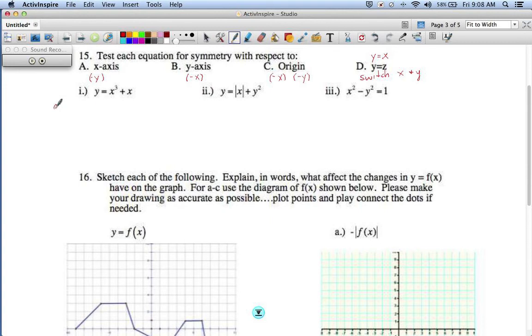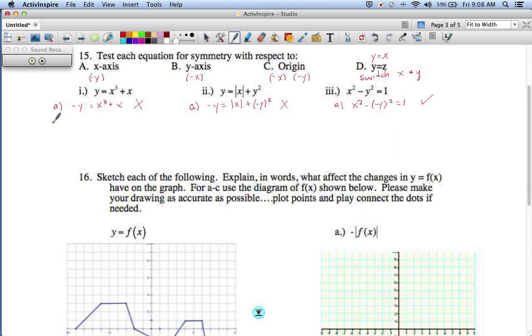Alright, so part A. If I negate y, I get negative y equals x cubed plus x. Not the same. No go. I'm going to run across and do all the A's at once here. Negative y equals the absolute value of x plus negative y squared. Well, negative y squared is the same as positive y squared, but negative y is not the same as y. Out. And x squared minus negative y squared equals 1. Hey, negative y squared is the same as y being squared. We got a winner here.